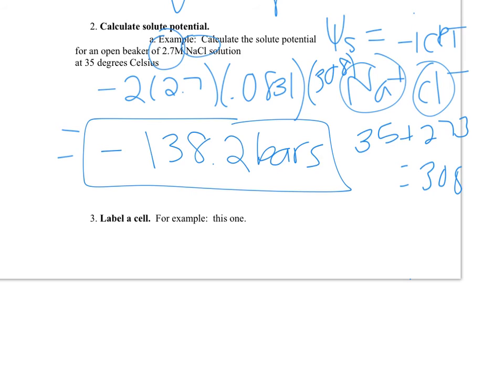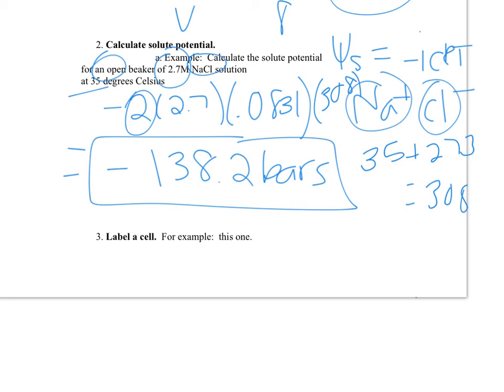And so that is an example. So your problem is going to be very similar to that. And it's an open beaker, by the way, so you don't have to worry about that. Plus, you're calculating solute potential, not water potential. The molarity is probably going to be different. The solution might be salt. It might be sugar. If it's sugar, like glucose or sucrose or whatever, then your ionization constant would not be 2. If it's sugar, it's going to be 1. And then your temperature might be different. So it's the same steps, though, as this.